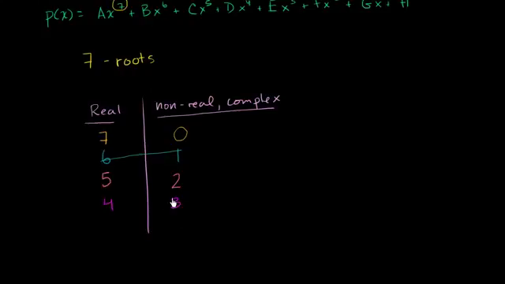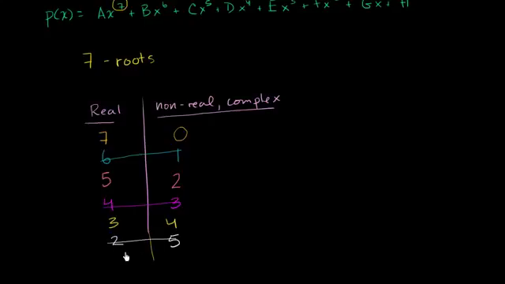This is not possible because I have an odd number here. You're going to have an even number of non-real complex roots. So rule that out. But then if we go to 3 and 4, this is absolutely possible. You have 2 pairs of non-real complex roots. And then we could go to 2 and 5. Once again, this is an odd number. These come in pairs, so this isn't possible.